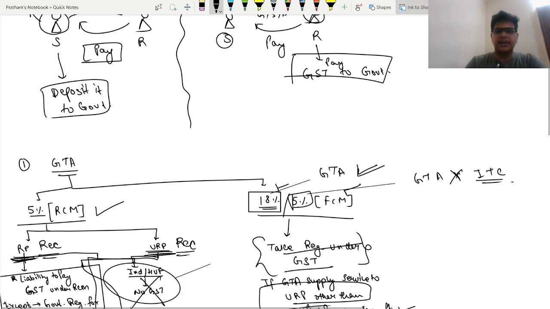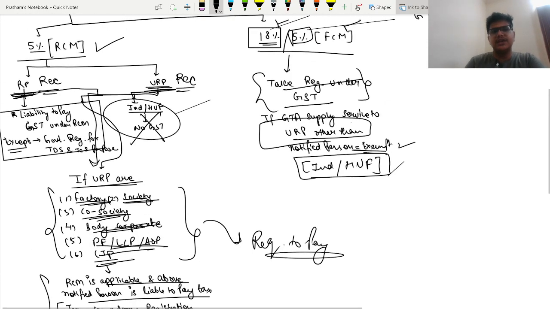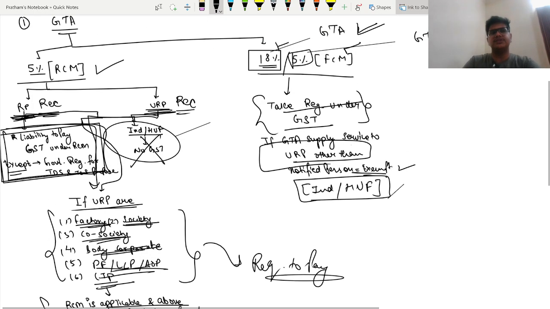Right? That's again. Now, if the GTA supplies goods to a registered recipient, then the liability to pay GST is on such a registered recipient. But if the recipient is the government, which has taken the registration only for TDS and TCS purposes, then the government is not required to pay GST. This is also an example. This is a whole summary of the GTA part.